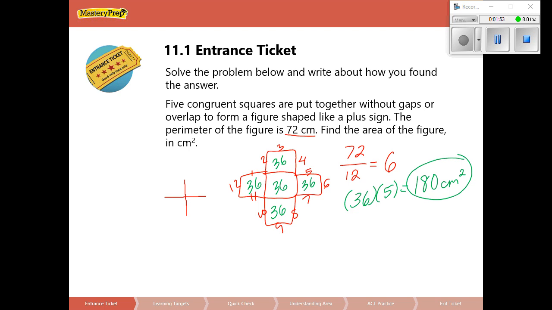And I mean, there's different ways that we could have done it, because you could draw it out and see it that way, or if you know the perimeter and counted it up and saw that it is 12, divide 72 by 12, find the area of one to find the area of the rest. And a lot of times, if drawing it out helps, go on and draw a picture to represent it. All right. Any other questions on the entrance ticket?